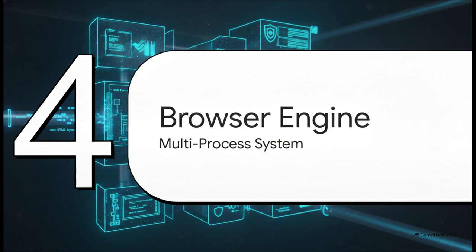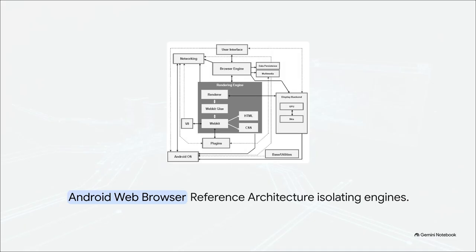Which brings us to part 4, the multi-process browser engine. As those raw HTML bytes finally return from the server, we leave the open network and enter the highly secure, compartmentalized factory of your operating system's browser engine.